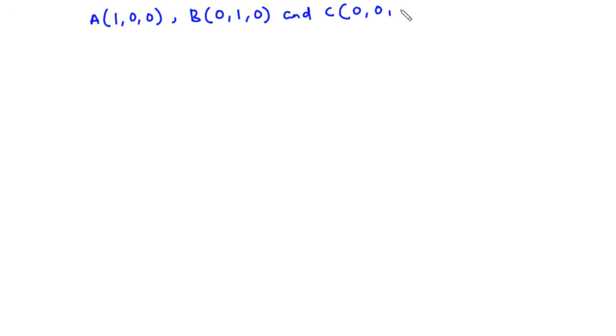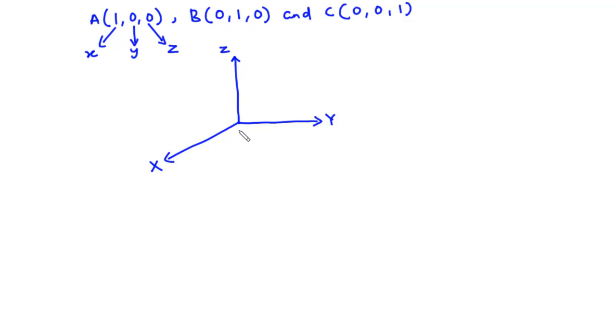0, 0, 1. Now remember that the first value is the x value, the second is the y value, and the last one is the z value. Now considering this to be the Cartesian plane, we have this to be the x-axis, the y-axis, and also the z-axis, and then we have O to be the origin.